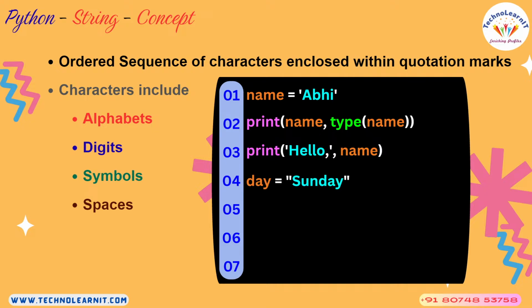And say for example, I want to store the name of the weekday into a variable. For that I have used a day and then I have assigned Sunday. Interestingly, here the string Sunday, or string literal Sunday, is enclosed within double quotes. So a string can be enclosed within either single quotes or double quotes. Both are valid in Python. Now, if you print the day, you will be getting Sunday printed on the screen in the output.